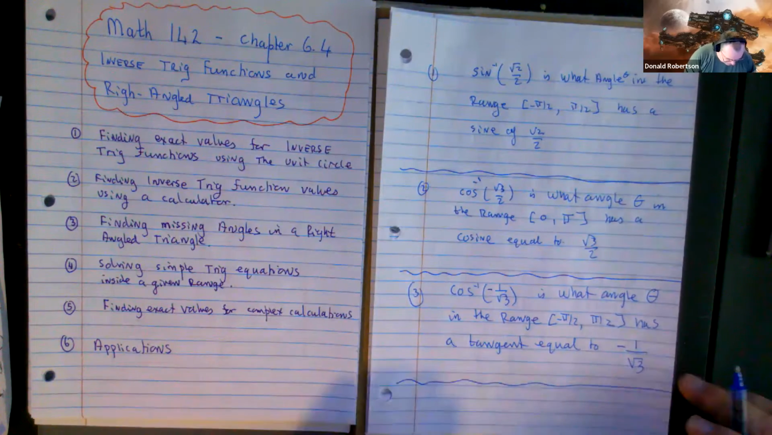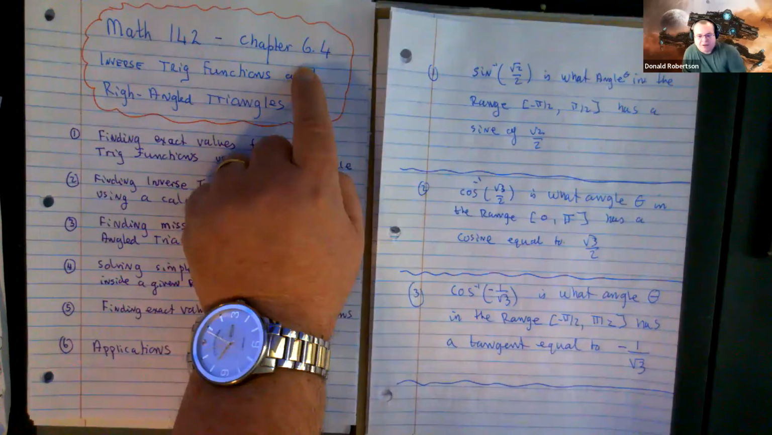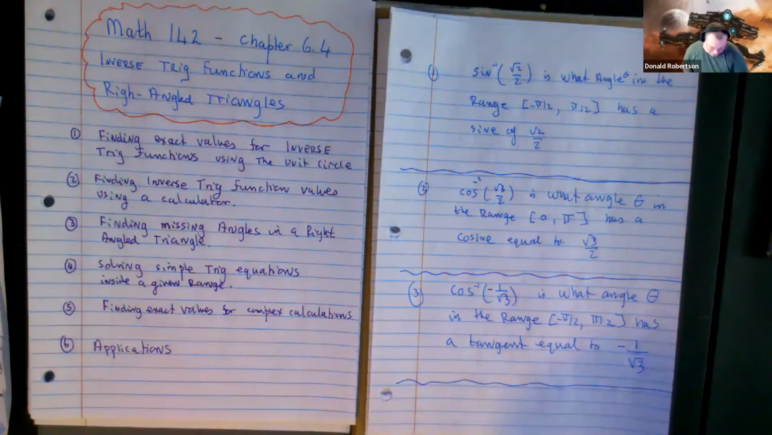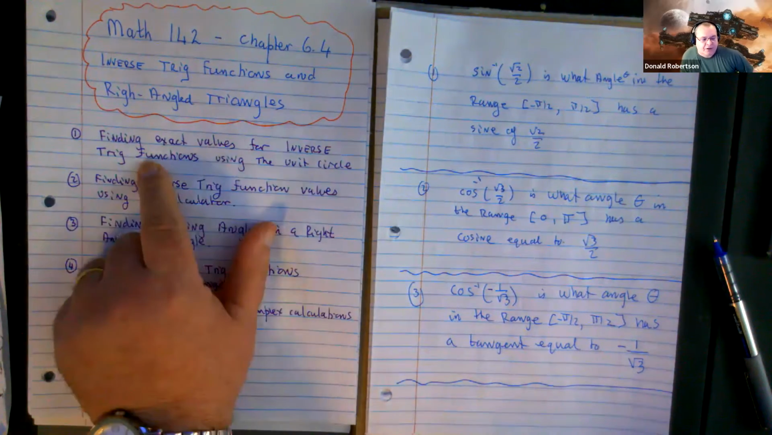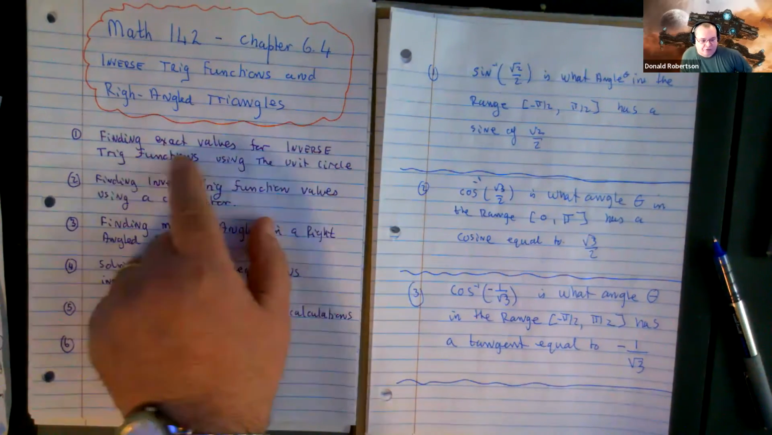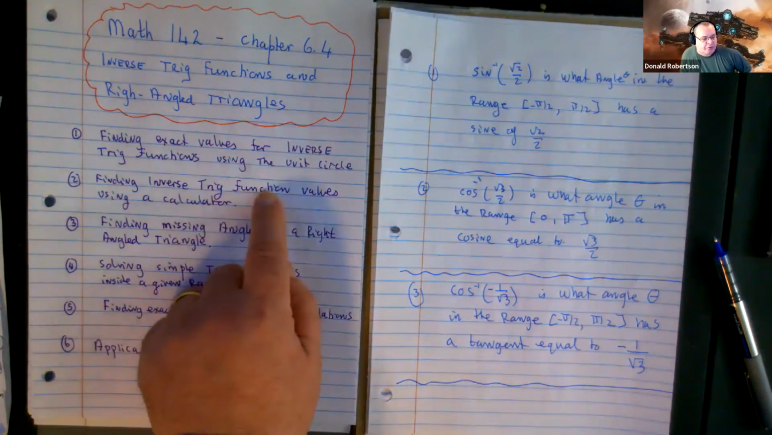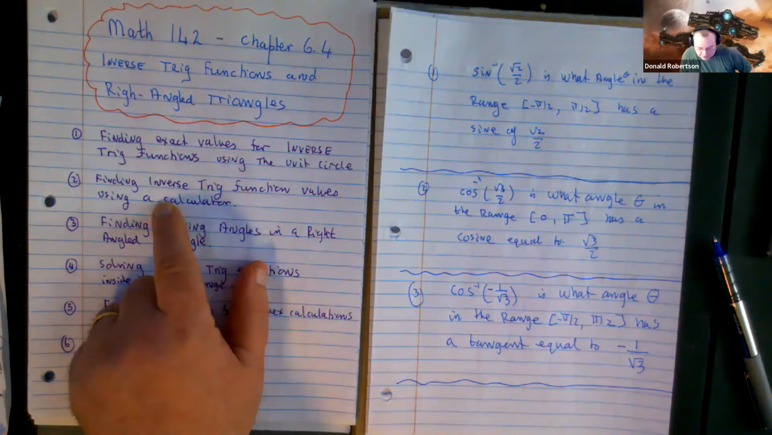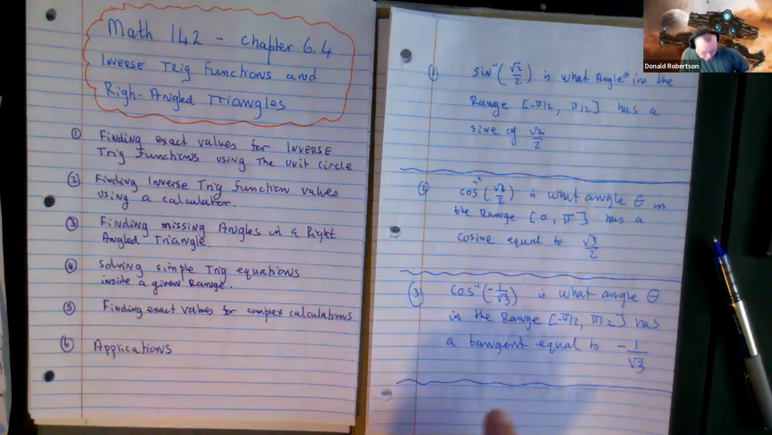So let's begin. We're starting a new section, 6.4. There is, as they like doing in this book, some overlap. So we're going to look at finding exact values for inverse trig functions. That's the first thing. And then we're going to find inverse trig function values using our calculator, which is going to be a lot easier. And then we'll go on and do some of these other topics.